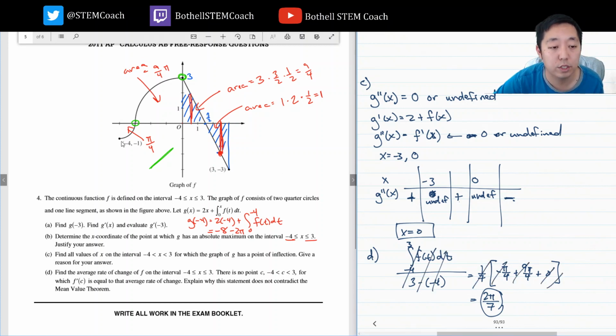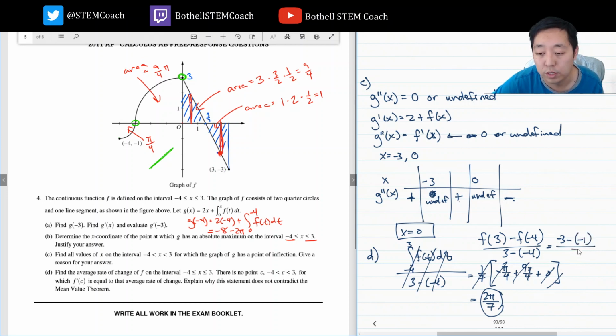The average rate of change would be this point minus this point, simply f of 3 minus f of negative 4 over 3 minus negative 4. So f of 3 is negative 3. So this is negative 3 minus f of negative 4, which is negative 1, all over 7. And that's negative 3 plus 1, that's negative 2/7. Sorry, this is my answer, not this one. Okay, so this is the one.